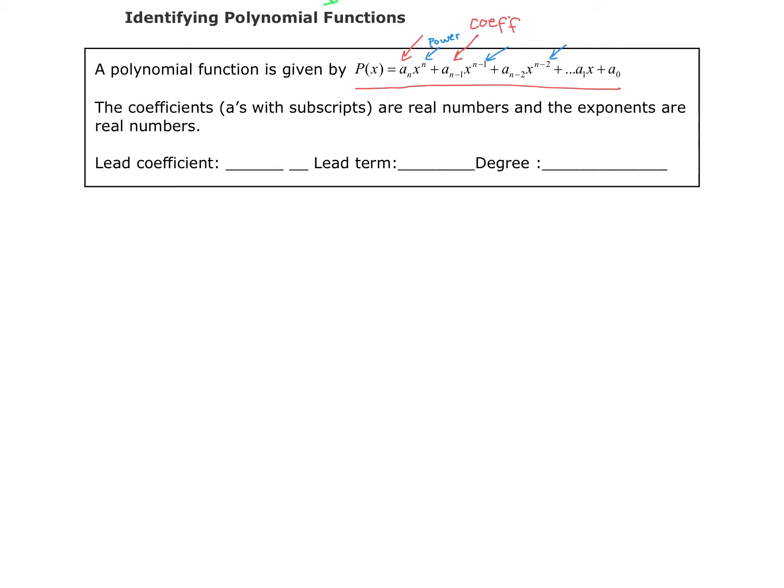And our subscripts for our a's relate to the power. So a sub n is the coefficient of the term with the x to the n. When we talk about a lead coefficient, we're talking about the term with the largest power. So our lead term here is a sub n x to the n. The lead coefficient is just that a sub n, and the degree is n.